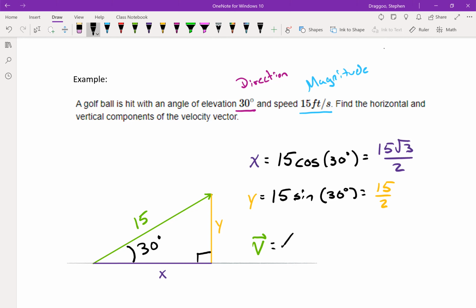So if we wanted to rewrite that velocity vector, it is equal to the horizontal component, 15 root 3 over 2, and the y component, or the vertical component, 15 over 2, or breaking that down into its basis vectors, 15 root 3 over 2 i plus 15 over 2 j. There we have it.